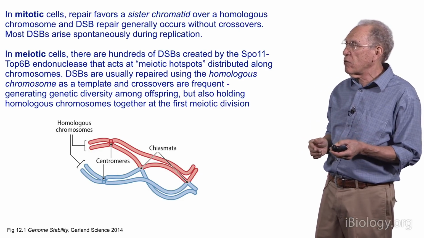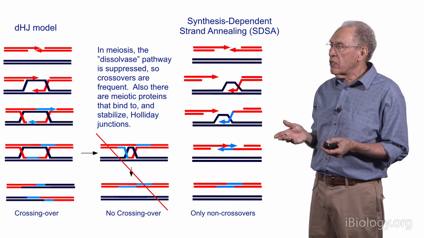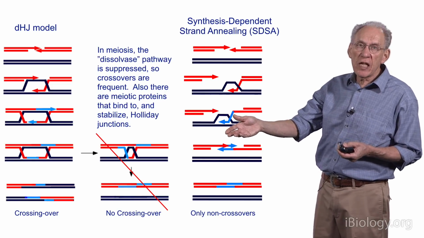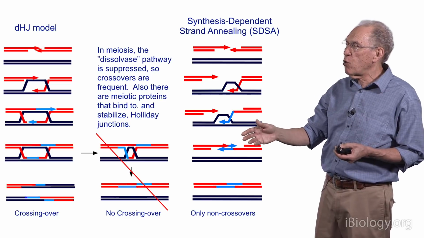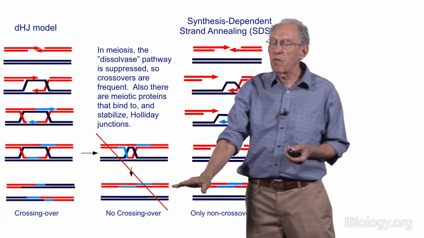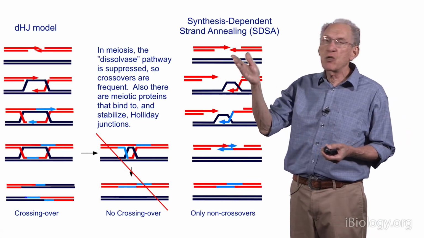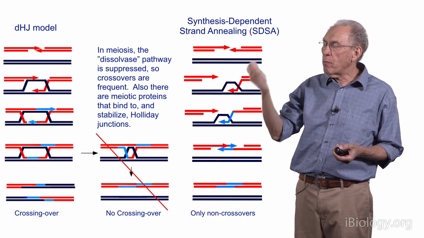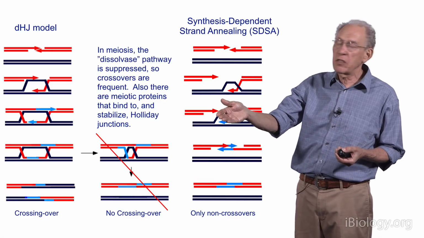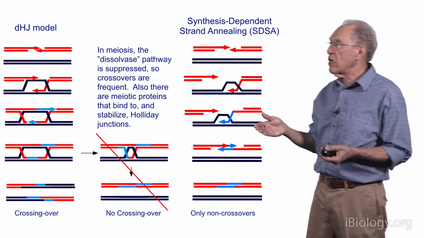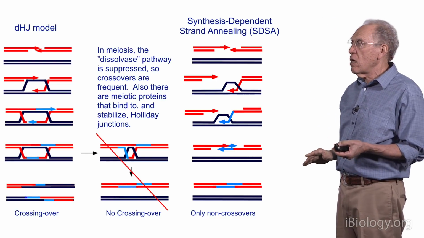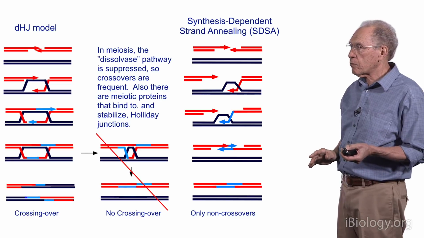So in meiosis, this unwinding pathway that I've talked about is disabled. There are meiotic-specific proteins that basically prevent the unwinding process from happening. That drives them into crossovers. And so almost all the crossovers are generated by this double Holliday junction mechanism. And the non-crossovers turn out to be generated, for the most part, by a synthesis-dependent strand annealing mechanism.